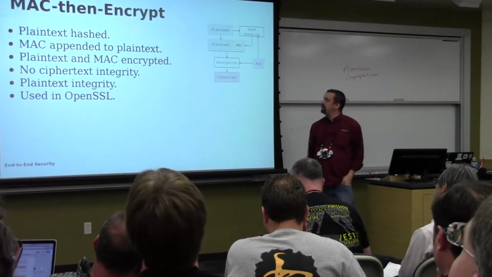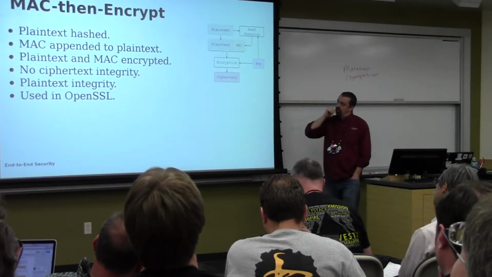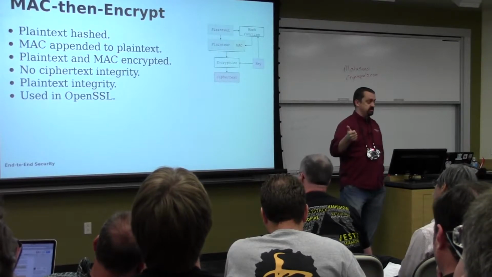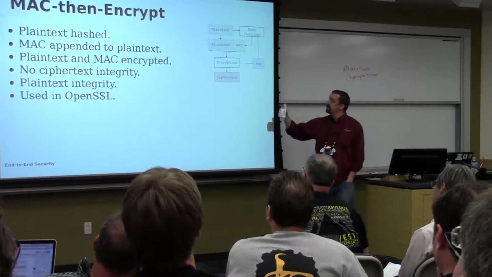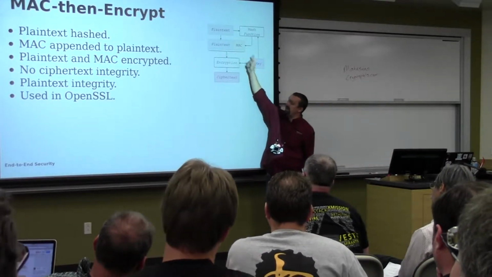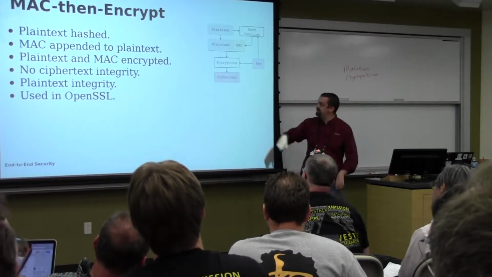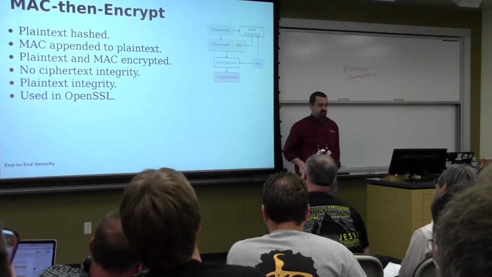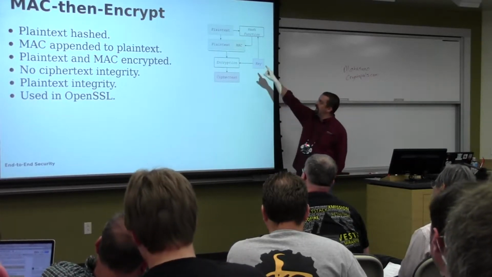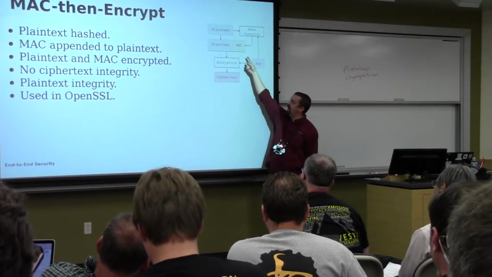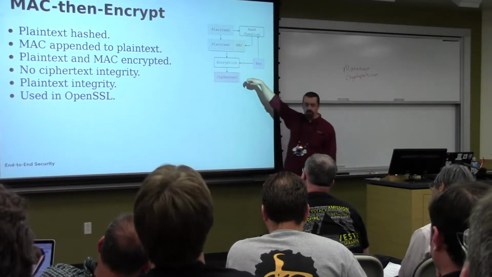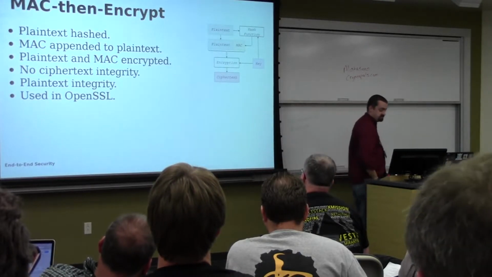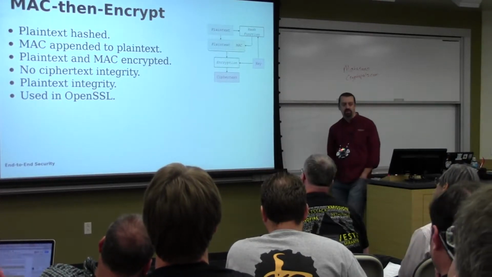So first, MAC-then-Encrypt. The MAC is going to be applied on the plain text first. So we're going to hash the plain text. Then we're going to append that MAC tag at the end of the plain text, and we'll encrypt the whole thing to get my resulting ciphertext. Okay? So we hash the plain text first, get a MAC tag, append the two for encryption, and out comes my ciphertext. As you can probably see, there is no ciphertext integrity.